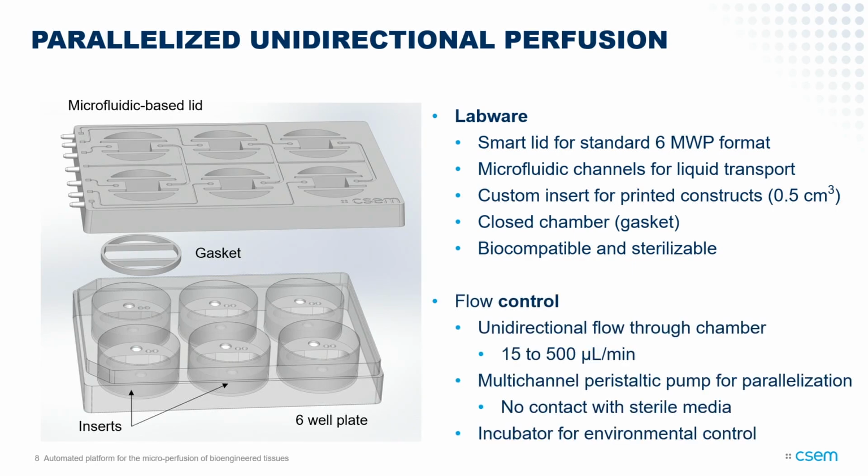And then we want to control the flow. We want to control the flow unidirectionally, and we want to be able to change the flow rate, as this can change depending on the tissue. We use a multi-channel peristaltic pump that enables parallelization of the flow in the different wells, and where the media are not in contact with the pump. And for the control of the environment, we can use a standard incubator.